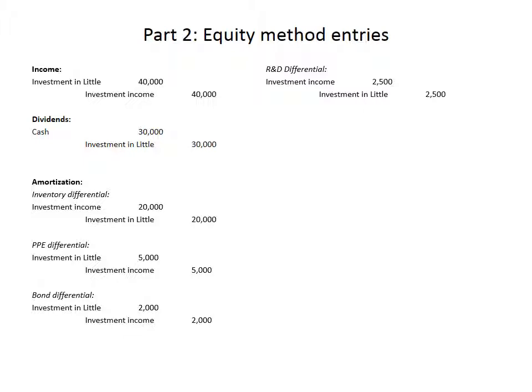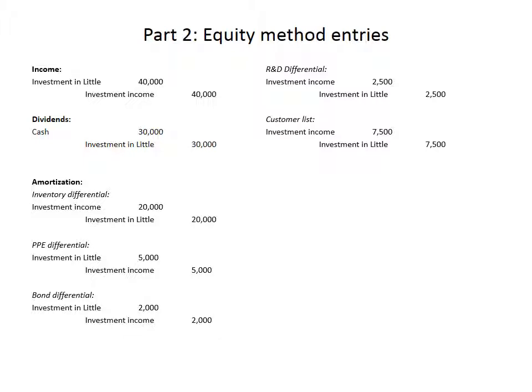Same thing with the research and development differential. There was $5,000 of in-process R&D that we capitalized as an asset. Half of that has now been used up or consumed and needs to be written off. So we're going to go ahead and reduce our investment income and eliminate that portion of our investment asset that has been consumed. And then finally the customer list, the same argument.